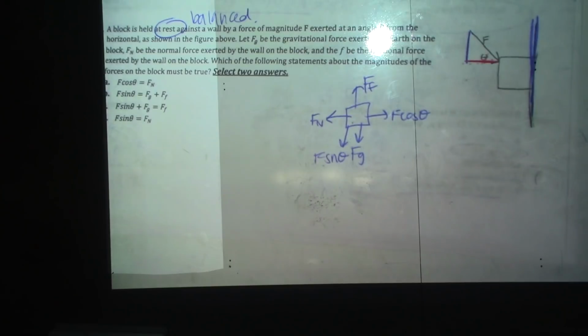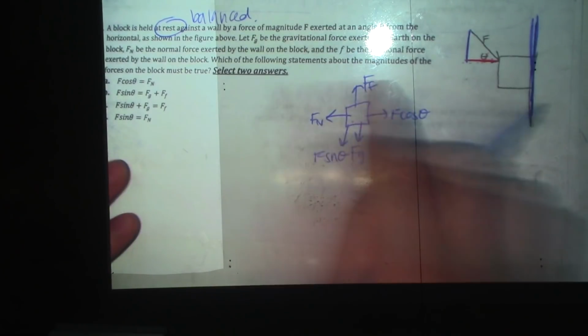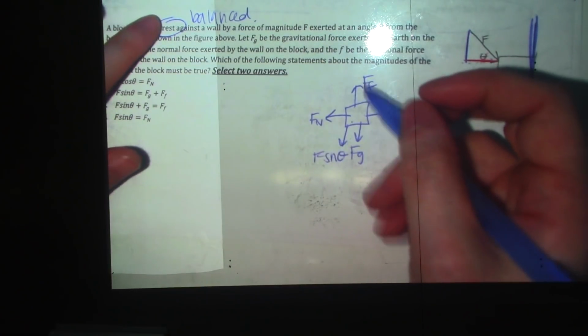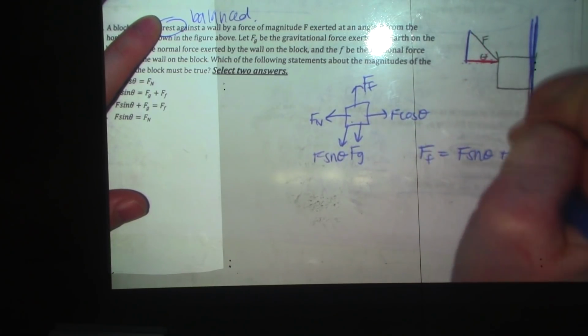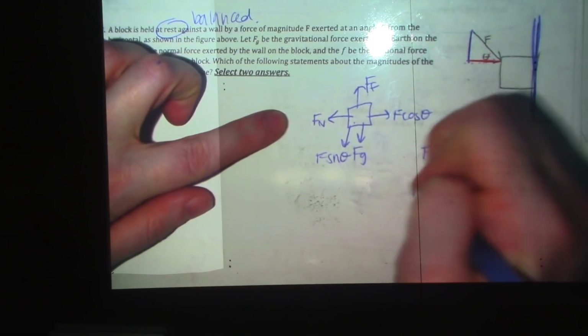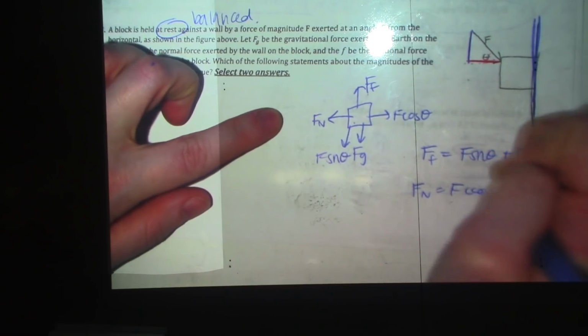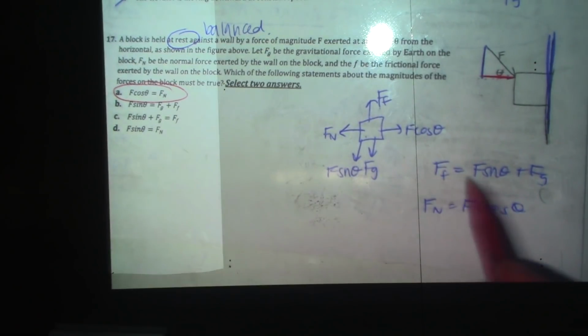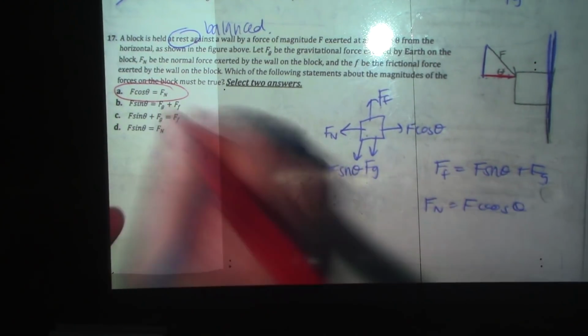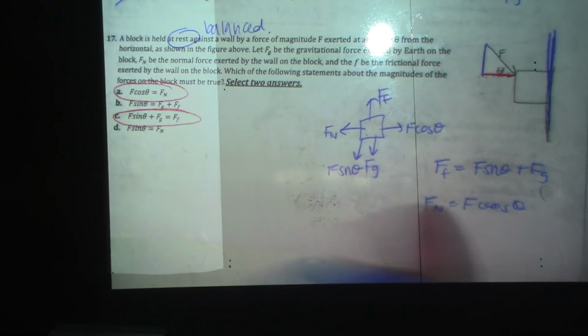And then because this is balanced, it is at rest, these are balanced, so Ff equals F sine plus Fg, and Fn equals F cosine. And those are probably my two answers. F cosine equals Fn, yep. And F sine plus Fg equals Ff. So A and C are both correct, which is good because there's two answers.